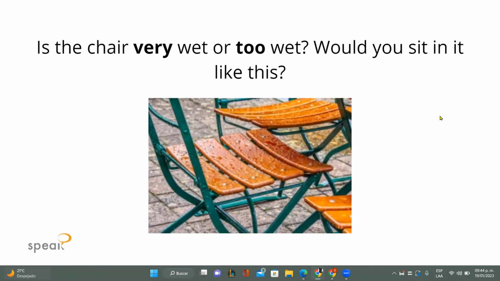From my perspective, because it is also a matter of perspective, I may say this chair is very wet. So I may sit on it. Okay, yo me puedo sentar en ella. But maybe for you, it is too wet. Está demasiado mojada, teacher. It is too wet. So I wouldn't sit in it or on it, as you want to say it.